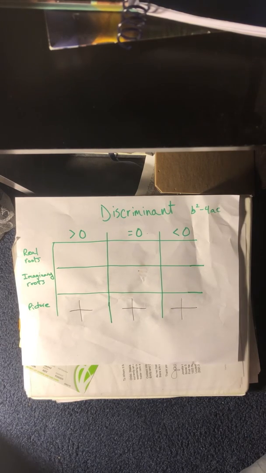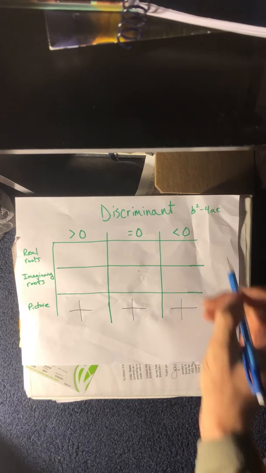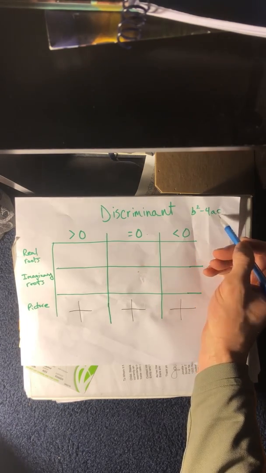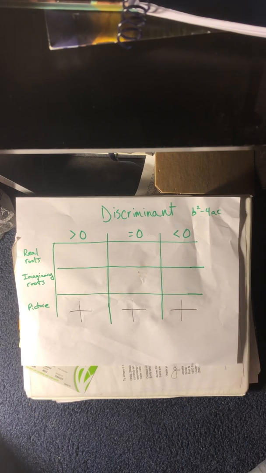Hey guys, today I'm going to talk about the discriminant, which is part of the quadratic formula. Remember, the discriminant is the inside of the root. It's b squared minus 4 times a times c. And what the discriminant tells us is kind of what the graph looks like, and more importantly, it tells us how many real roots it has.